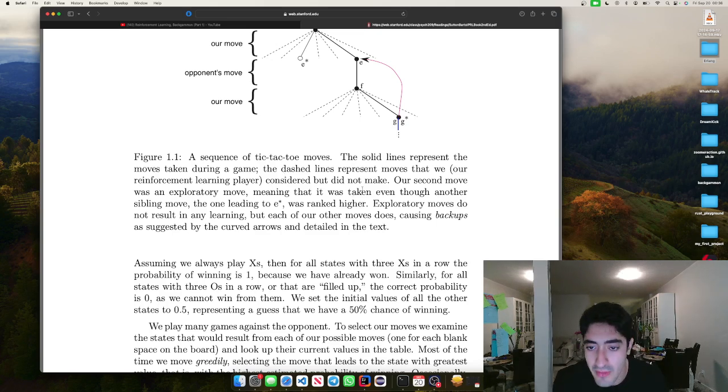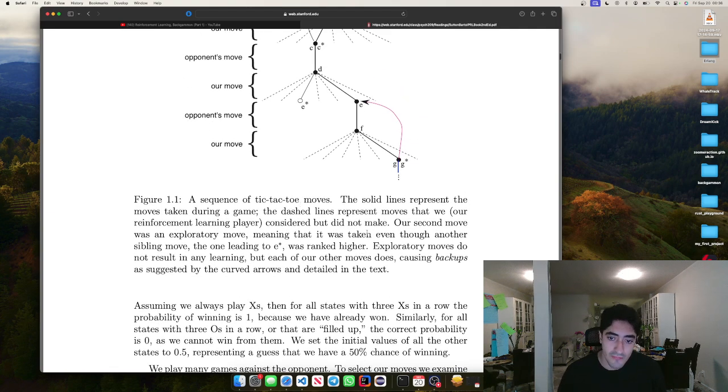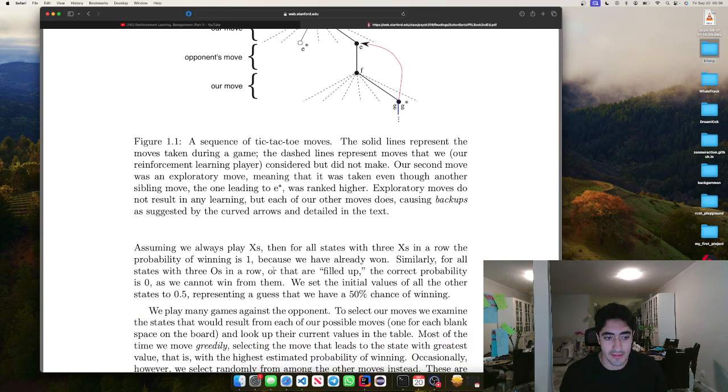We consider but did not make. Our second move was an exploratory move, meaning that it was taken even though another sibling move, the one leading to E prime, was ranked higher. Exploratory moves do not result in any learning, but each of our other moves does, causing backups as suggested by the curved arrows and detailed in the text.